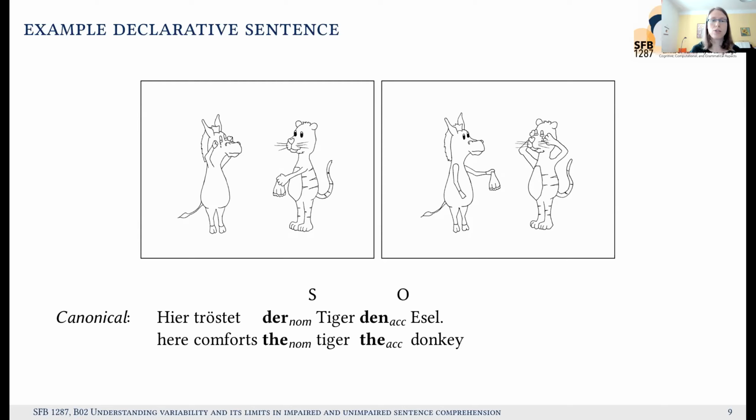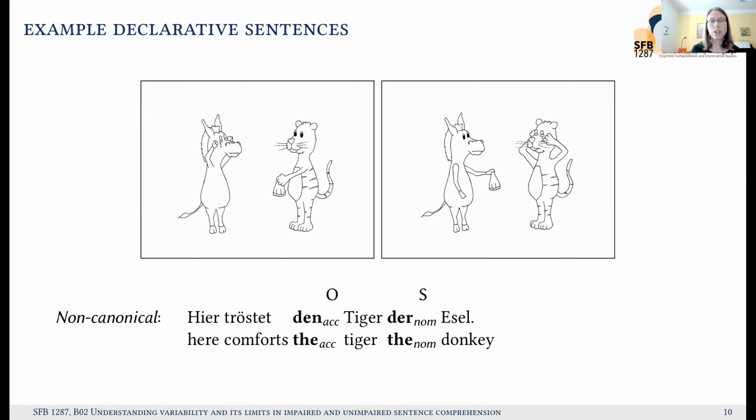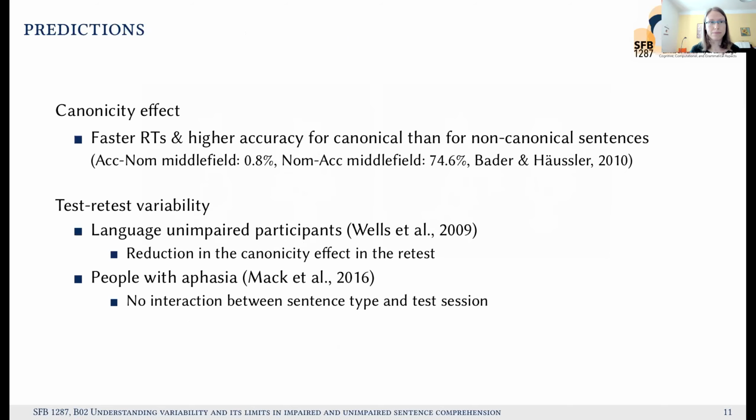The database included canonical sentences in which the subject preceded the object, but it also included non-canonical sentences in which the object preceded the subject. And the word order is signaled by the case marking of the determiner in German. And these were our predictions.